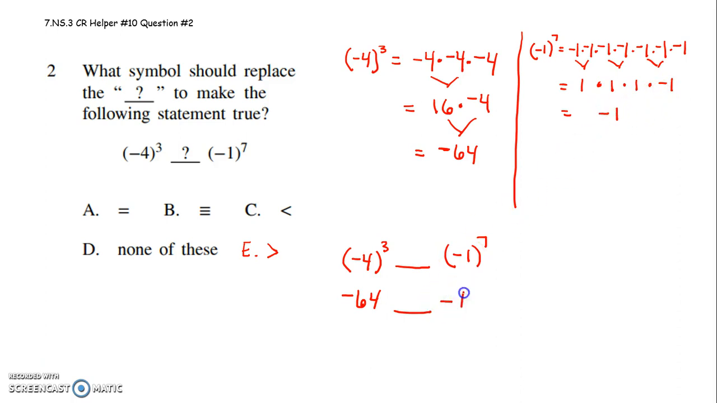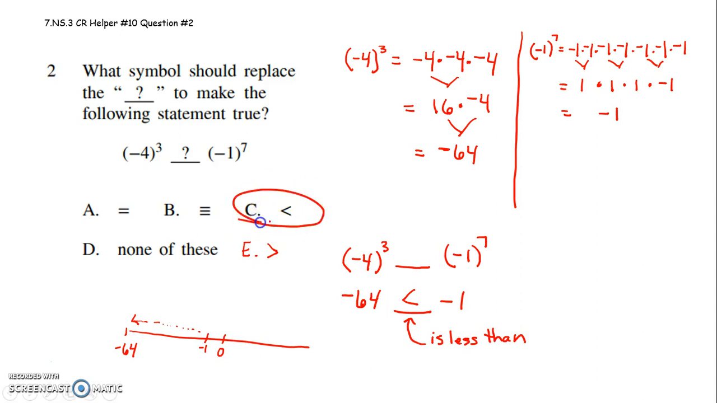All right, let's compare -64 and -1. Well, if we were on a number line, here's 0, here's -1. Way down there is -64. -64 is less than -1. And that is the symbol for is less than. All right, I hope that helps. So -64 is less than -1. So that answer is less than.